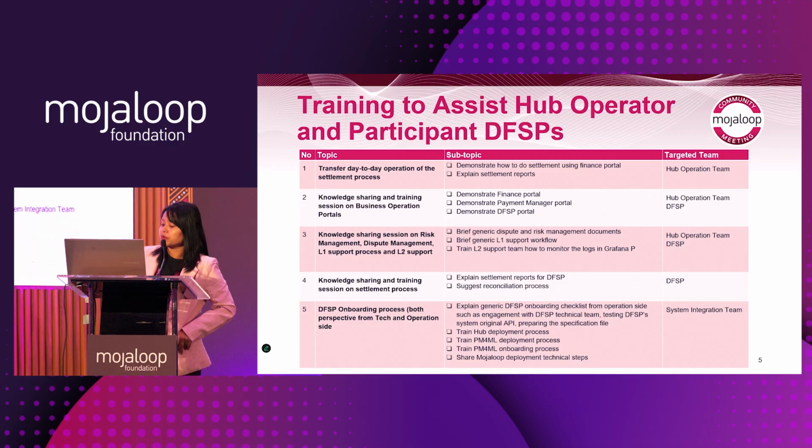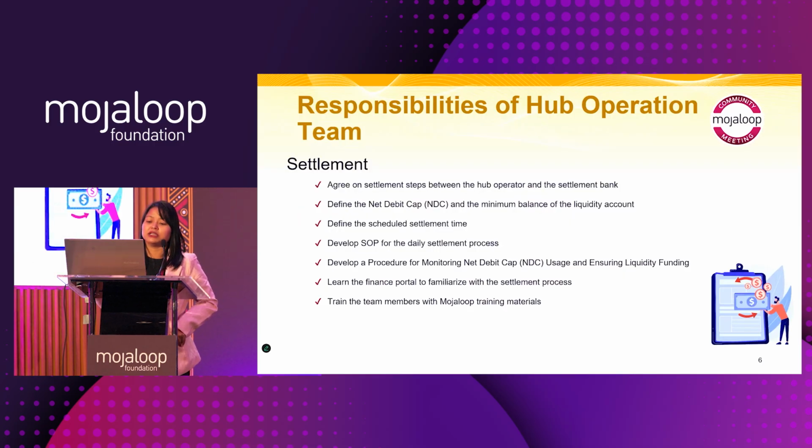Okay, the next slide. The next one is the readiness of the settlement process. In the initial phase of the project, we identify the settlement bank who performs the settlement instruction issued by the hub. Between the hub operator and the settlement bank, there should be an agreement, including the SLA and responsibility of each team. Other than that, we should define the net debit cap percentage, the minimum balance of the liquidity amount, and also the settlement time, like 2 p.m. on a daily basis or something like that.